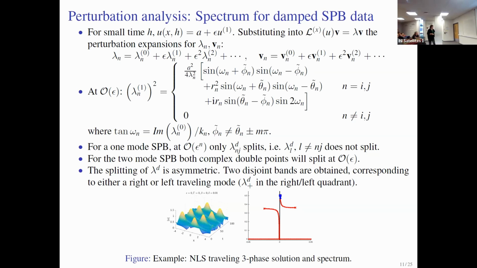And if you are specifically looking at a one mode SPB, it's fairly straightforward to carry this to a higher order. At order epsilon to the n, you find that only lambda sub n_j will split. So a lambda sub L, where L is not equal to n_j, if you don't have an n where you can get this equivalence, then it will never split, which means it will remain there. And for the two mode SPB, both complex double points will split at order epsilon, and the splitting is asymmetric, where you obtain these two disjoint bands.